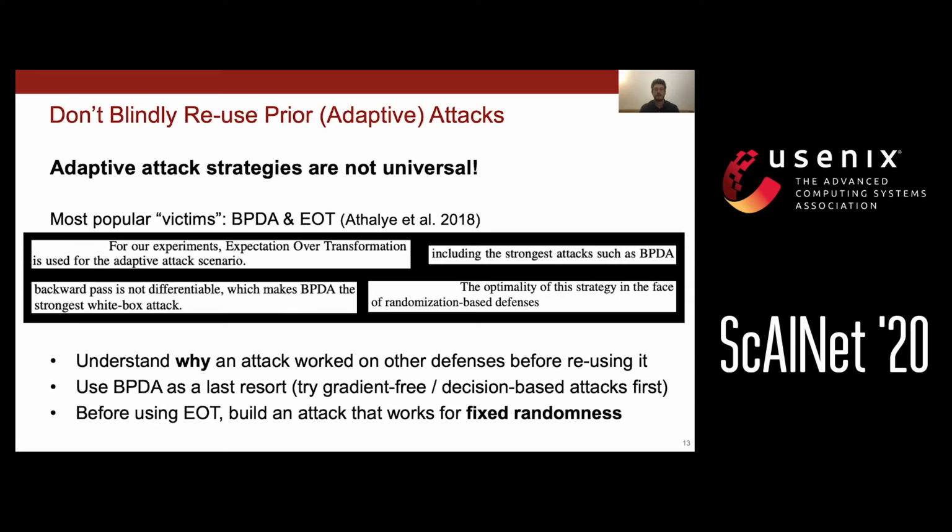And some specific advice I can give on these two particular techniques. I try to use BPDA mostly as a last resort. It's a relatively blunt hammer kind of tool that is great when it works, but more often than not, gradient-free attacks will just do better. And as for randomized defenses, I find that it's usually easier to first try to build an attack that works when the randomness is fixed. And then once you've found an attack that works in that setting, to try to average over the actual randomness of the defense.